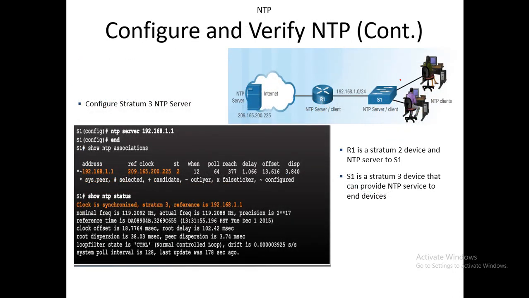Let's talk about the configuration a little bit more. In this diagram, you can see that you are configuring the stratum 3 NTP server, and this is the S1 switch. Now we have to configure this NTP server at stratum 3. So this is basically your NTP server. Then you show the status and the associations, and later on you display the status.